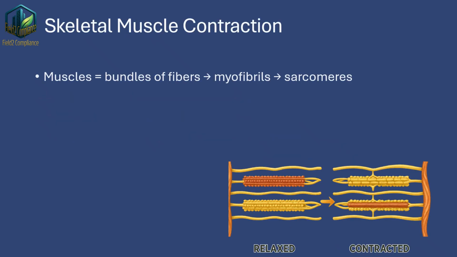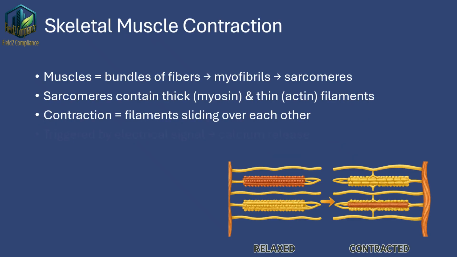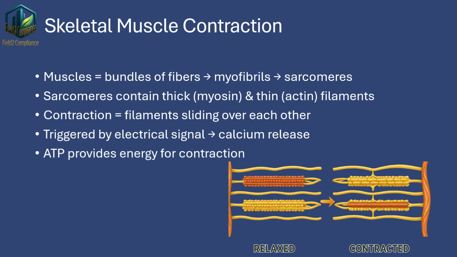Skeletal muscles are made of fibers packed with myofibrils, and those are divided into repeating units called sarcomeres. Sarcomeres contain thick myosin filaments and thin actin filaments. Contraction happens when these filaments slide over each other. An electrical signal releases calcium, which allows myosin and actin to bind. Energy from ATP powers the process, letting muscles contract and relax.